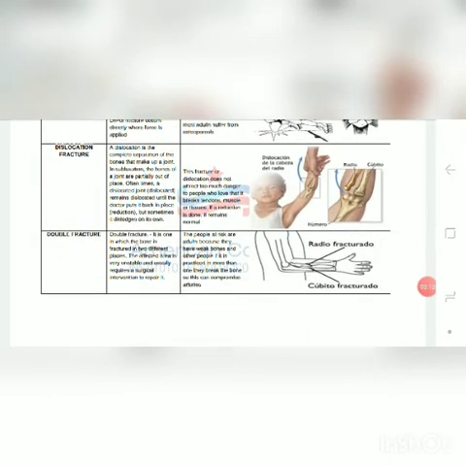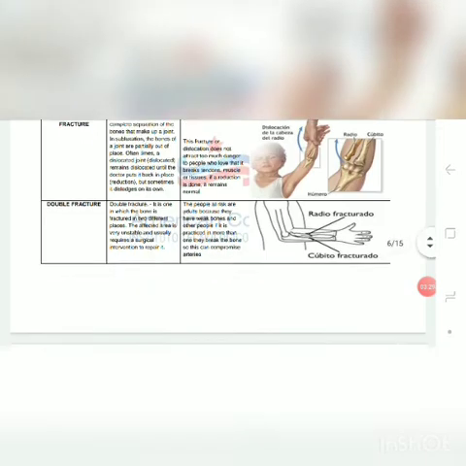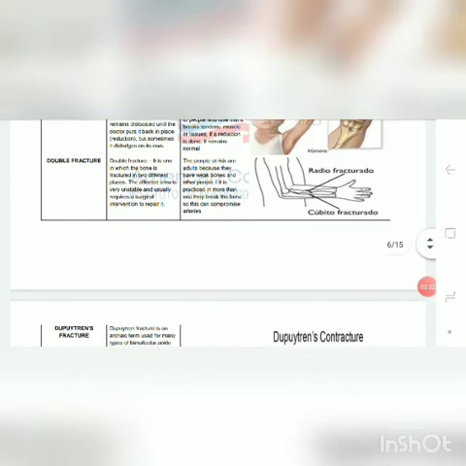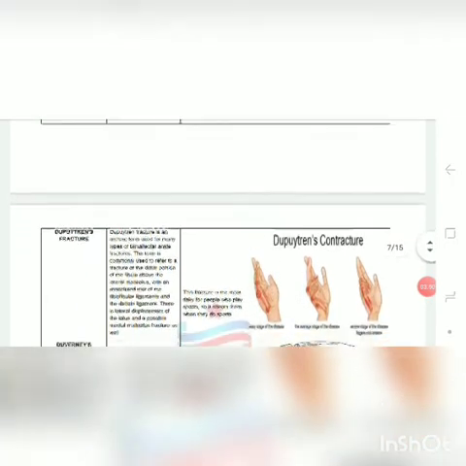Double fracture. A double fracture is one in which the bone is fractured in two different places. The affected area varies and usually requires some intervention to repair it. The risks: the people at risk are adults because they have weak bones. With more breaks in the bone, things can compromise the arteries.